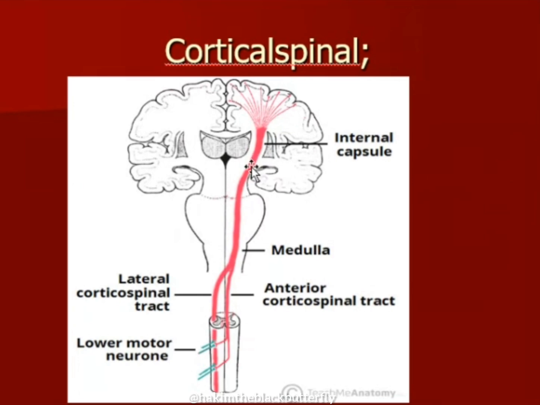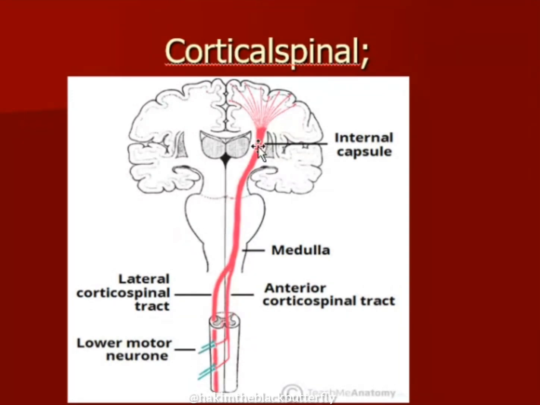When these descending tracts reach the midbrain, we call them the cerebral peduncles. When they reach the pons, we call them pyramidal tract. And when they reach the medulla, we call them pyramids. They are taking up different names as they are passing through the brain stem, because the brain stem is made up of the midbrain, the pons, and the medulla oblongata. These ones are what we call the brain stem.